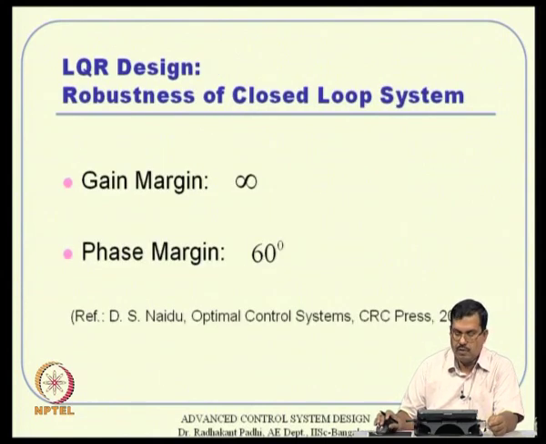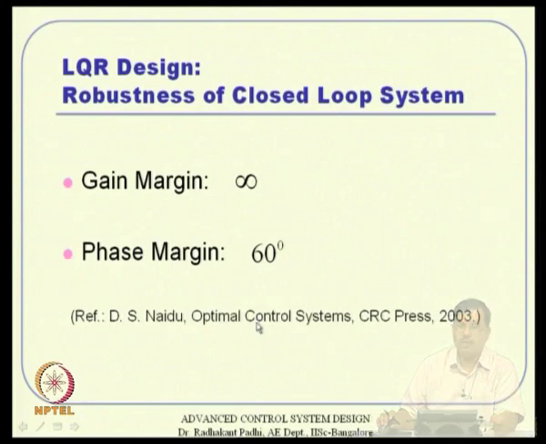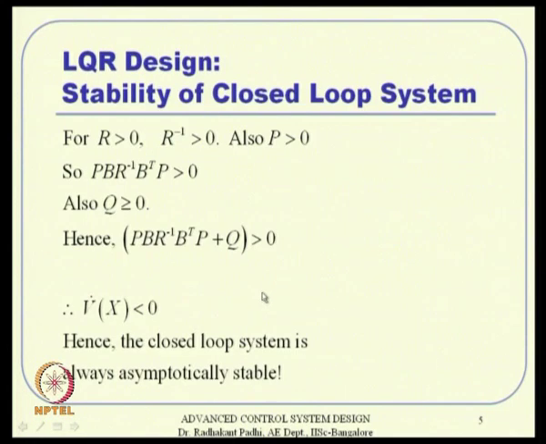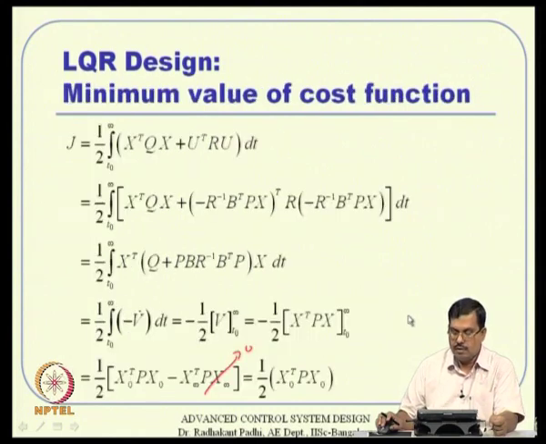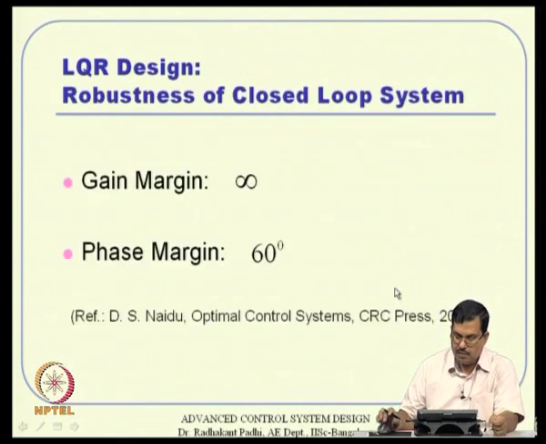Now, there are robustness concepts as well, which tell us that under the ideal condition of exact state feedback, your system will have a very good robustness margin, where the gain margin turns out to be infinity and the phase margin turns out to be 60 degrees. More on that is available in this book. We will not digress so much into that, but you can see these things that are available. This guarantee is also there in addition to the global asymptotic stability condition. So, that is how this design is a powerful design. Okay.